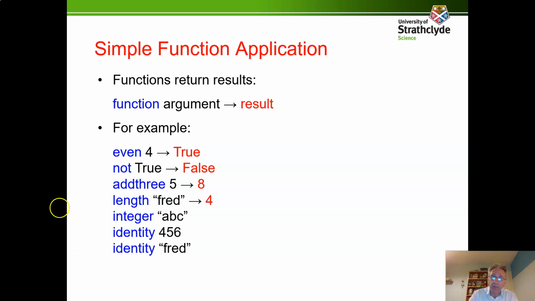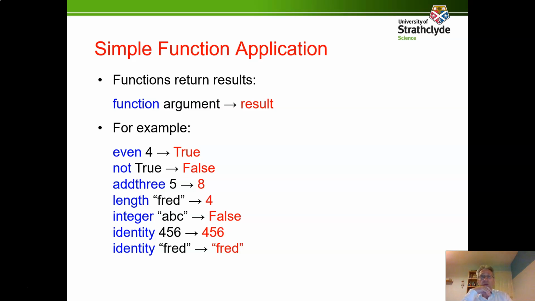Integer is what you might think of as a type checking function. It tells you whether or not the argument is an integer. So you pass it any argument you like, could be a string, could be a Boolean, could be an integer, anything you want, and it will return true if it's an integer or false if not. The identity function is a bit of an odd thing. It simply takes in an argument and returns that argument unchanged. So there you go. There are some simple functions for you.